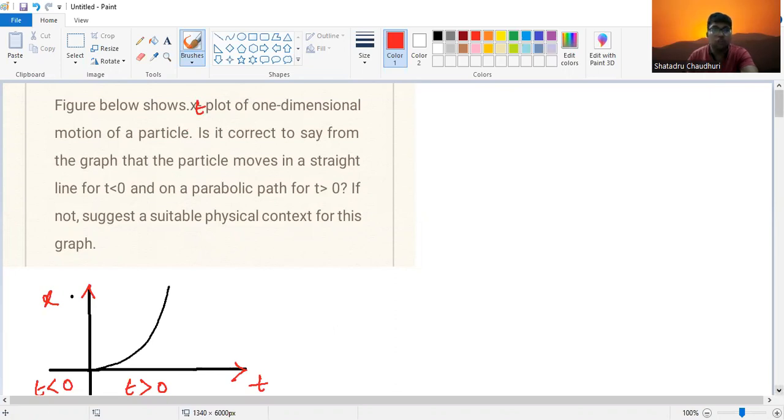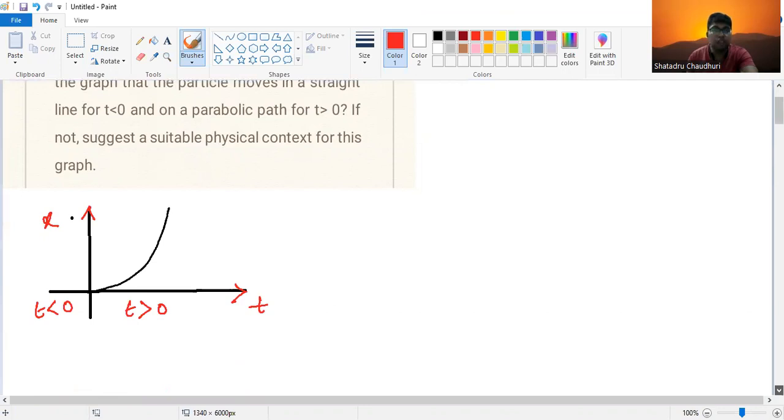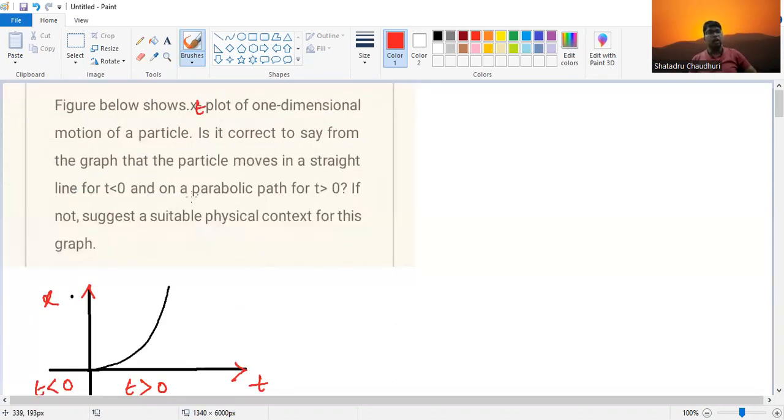Now, what can I say from this? So this one is a figure, and obviously the graph shows the particle moves in a straight line for t less than 0 and on a parabolic path for t greater than 0. Is it correct to say from the graph that the particle moves in a straight line for t less than 0 and on a parabolic path for t greater than 0?